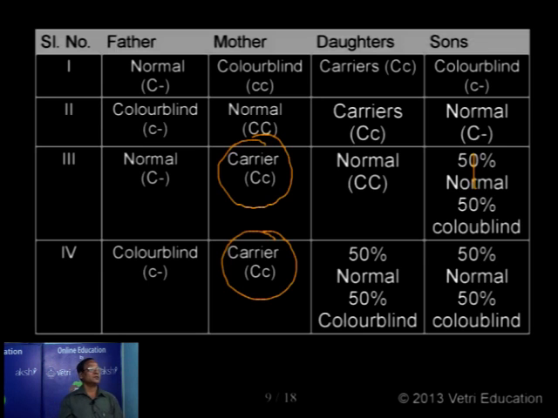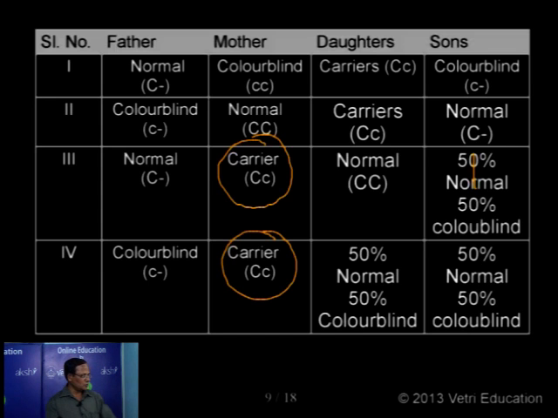Suppose, for example, question number one: a marriage between a carrier woman and a normal father. What is the probability of colorblindness in that family? Out of the four, only one is affected. So we have a 25% chance. Among the daughters, we have zero. In total, we have 25%; out of the four children, one is affected. Among the sons, we have 50-50. Among the daughters, zero.